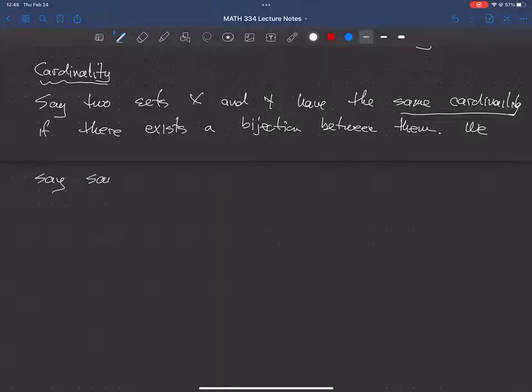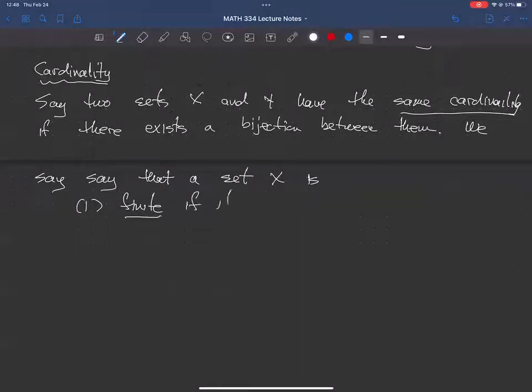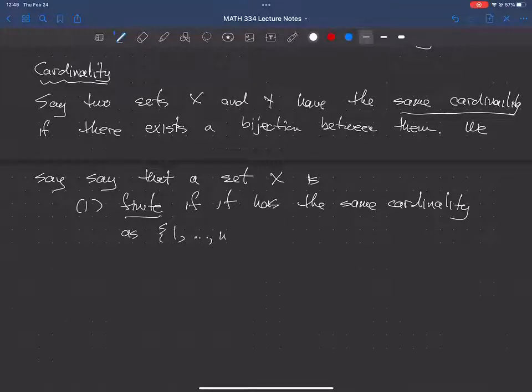So we say that a set X is finite if it has the same cardinality as some finite collection of numbers, say 1 up to n, for some n. So that's what a finite set is.